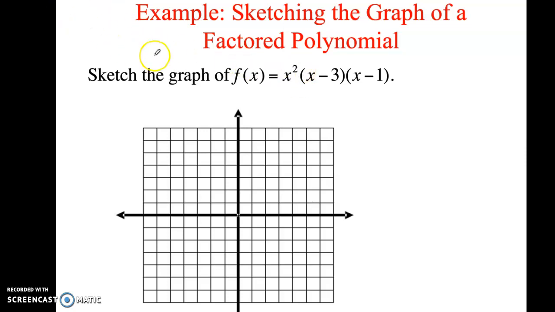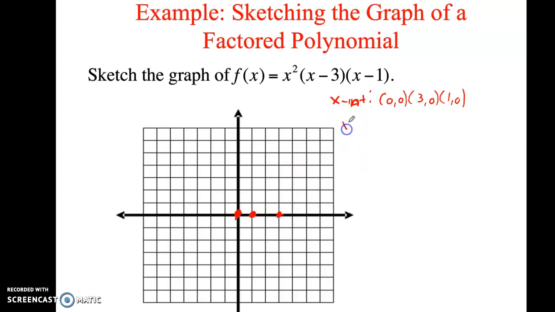Okay, so step 1, you're going to find the x-intercept. So here we have 3 different factors, so we have 3 different x-intercepts. So we're going to have (0, 0), (3, 0), and (1, 0). So I would plot that before you find any other information. 1, 2, 3 for (3, 0) and (1, 0).